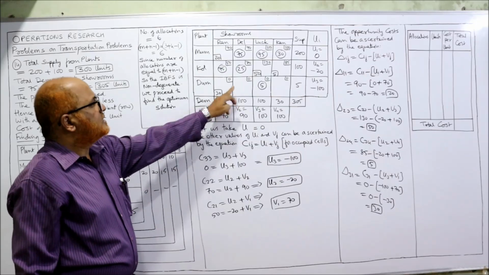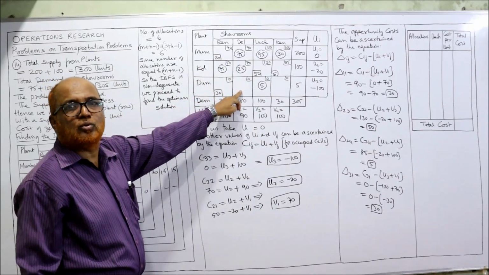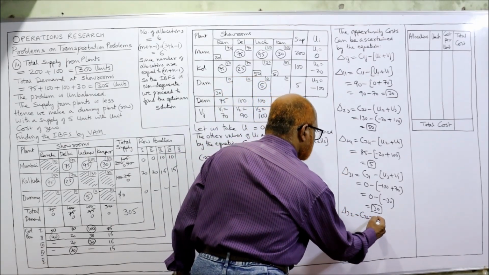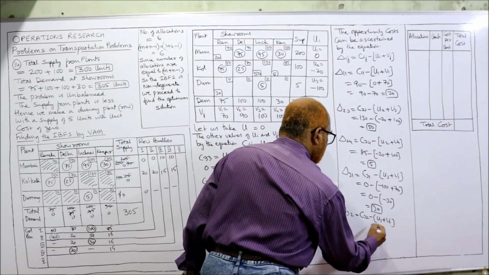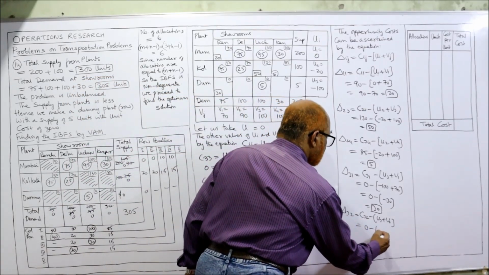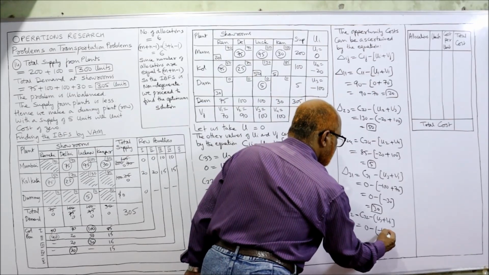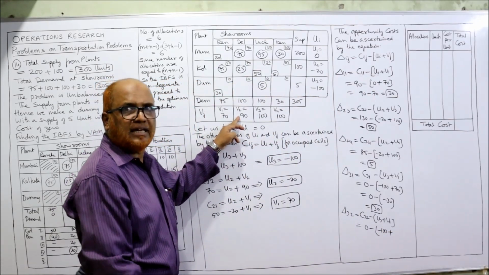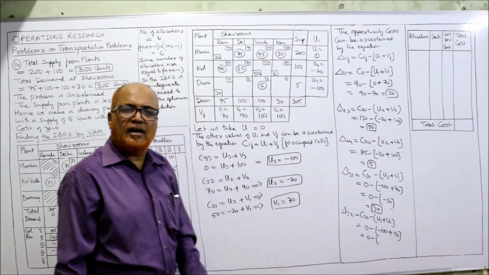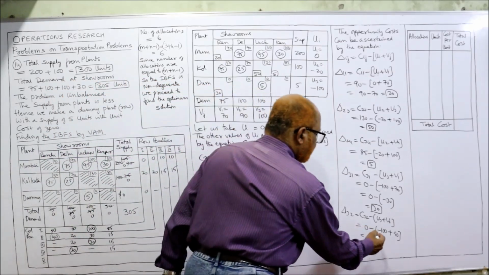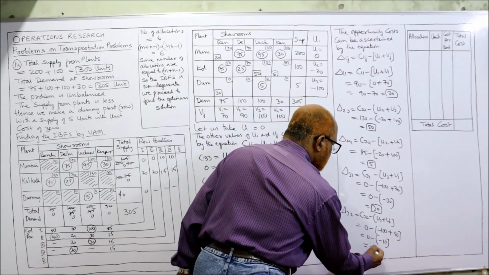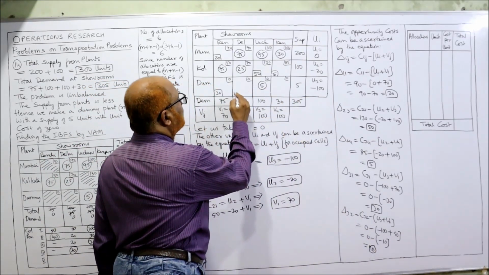Now this opportunity cost. Third row, second column, 3, 2. Delta 3, 2 is equal to C32 minus U3 plus V2. How much is C32 here? 0. 0 minus U3, minus 100, plus V2. V2 is 90. So it is 0 minus minus 100 plus 90, you will get minus 10. So minus into minus will become plus. So it will be plus 10. Right? So here I am taking plus 10.